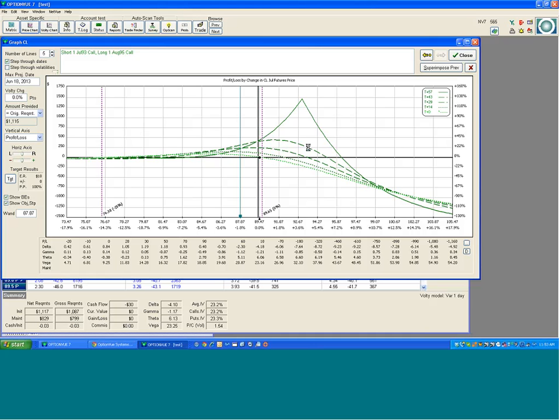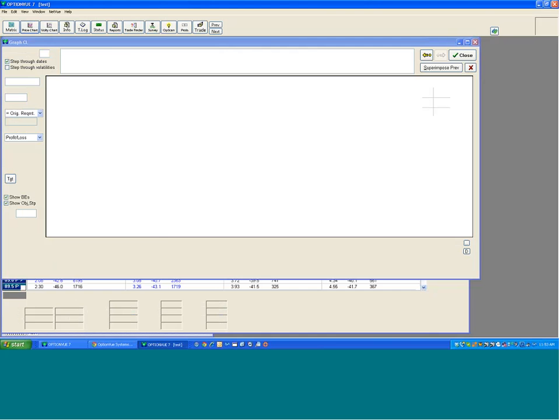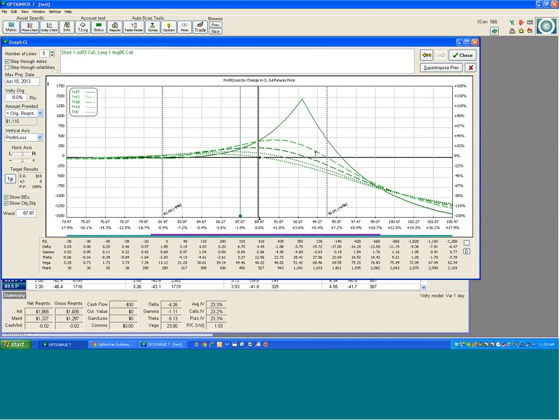Okay, I'm getting an hourglass on my trade here. Let's see, there we go.